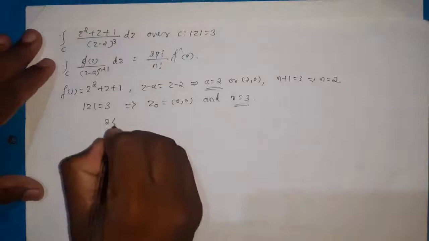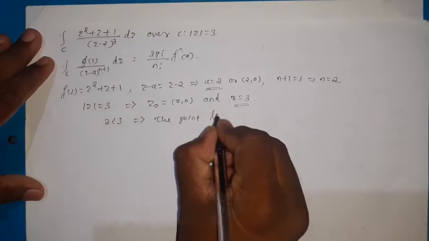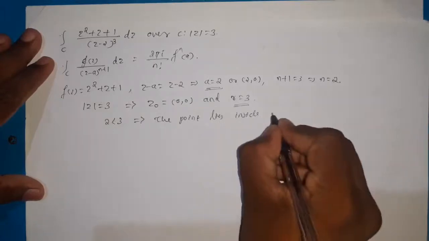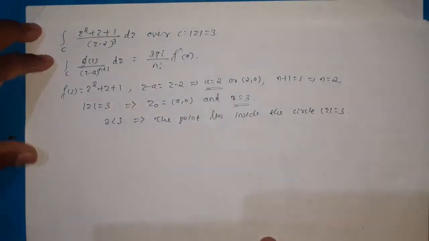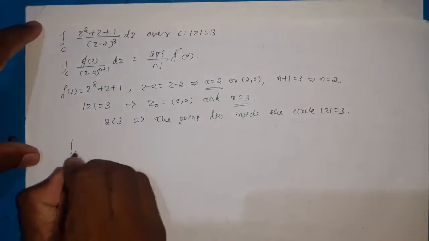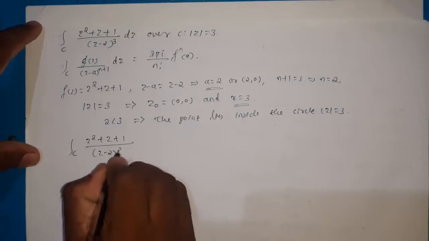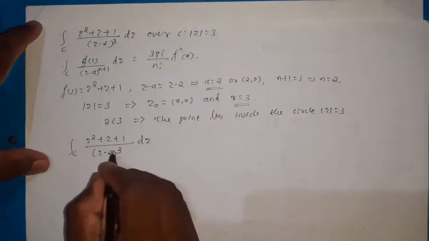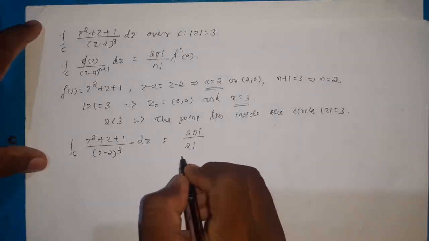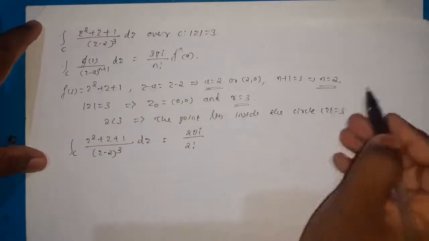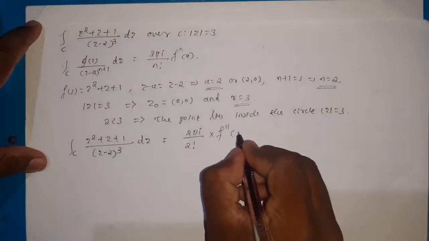So here 2 is less than 3, which implies the point lies inside the circle mod z equal to 3. Therefore the integration over C of (z square plus z plus 1) divided by (z minus 2) whole cube dz is equal to 2 pi i divided by 2 factorial, because n equals 2 here, times f double dash of a, and a is equal to 2.